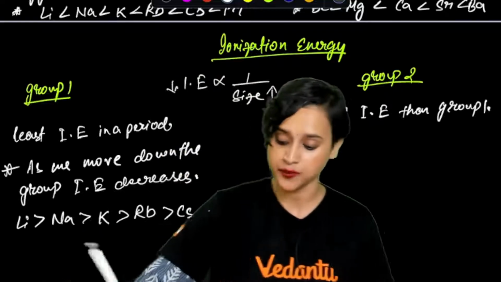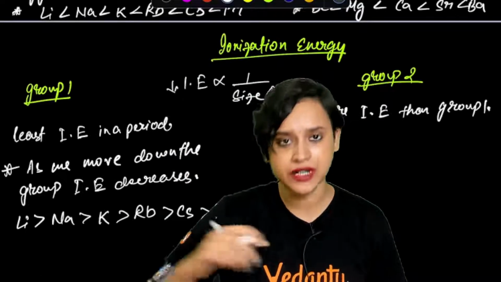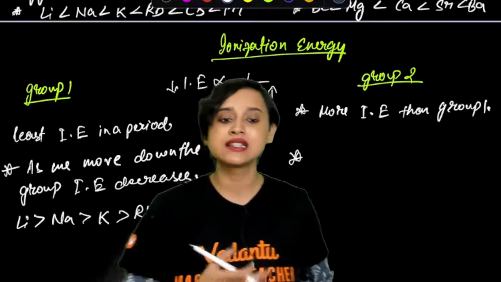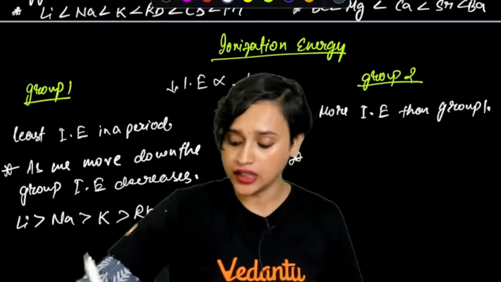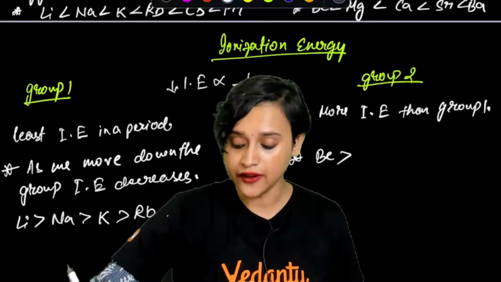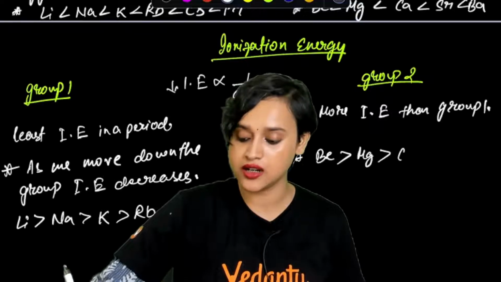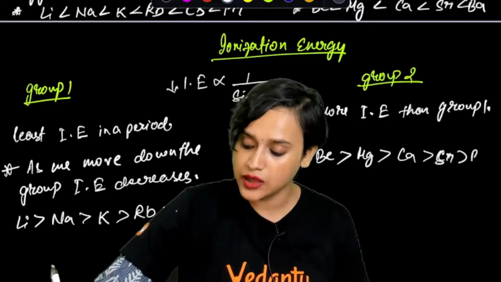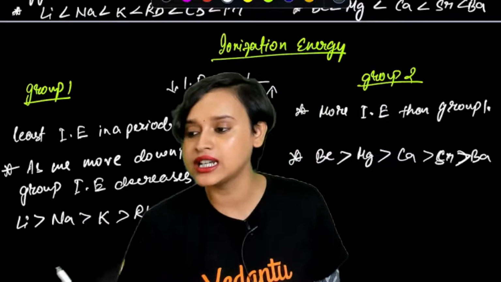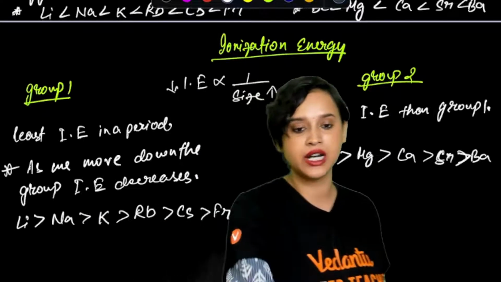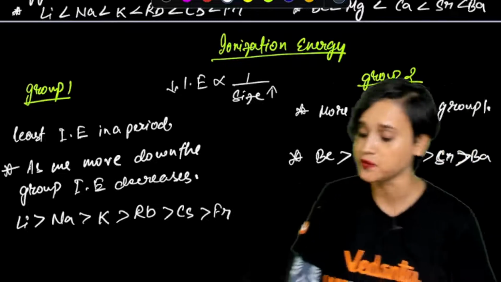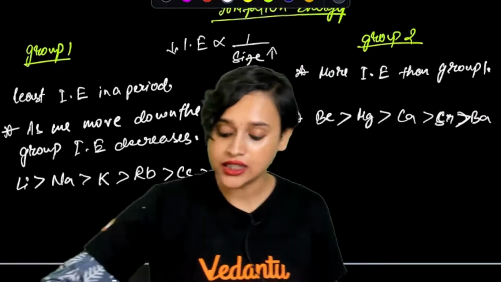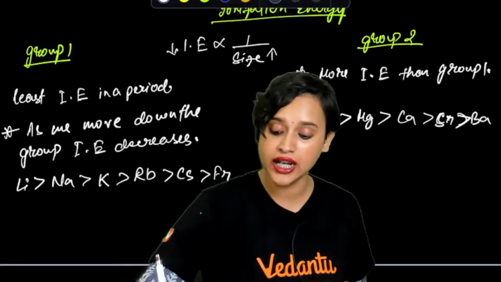Right, everybody? Great. And here, obviously, it is pretty similar because this is repetitive. Same thing we have to write here also. It will be beryllium first, then magnesium, then calcium, then strontium, then barium. Am I clear, guys? Is this understandable, everybody? Great. Then we come across another property that is called hydration energy.